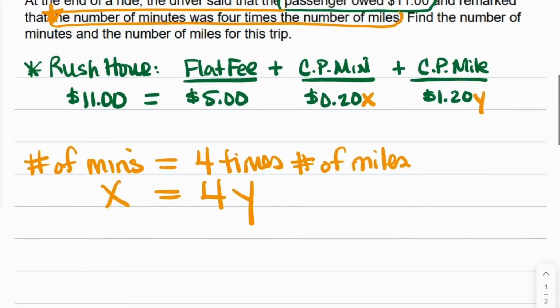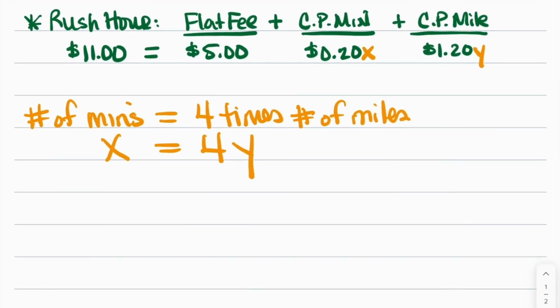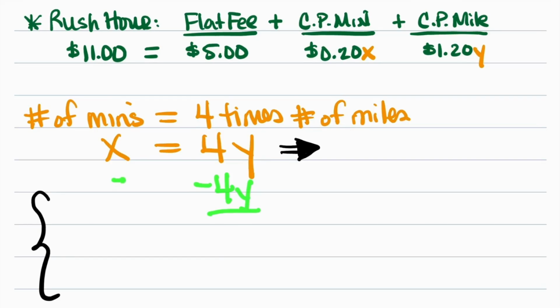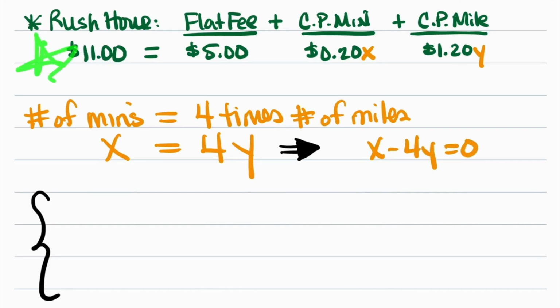Where's my second equation? With systems of equations, normally the X and the Y are on the same side. So you could subtract 4y on this side, minus 4y minus 4y, and this would become 0, and you would end up with x minus 4y equals 0. So that's going to be our equation. We have an equation here and an equation here.